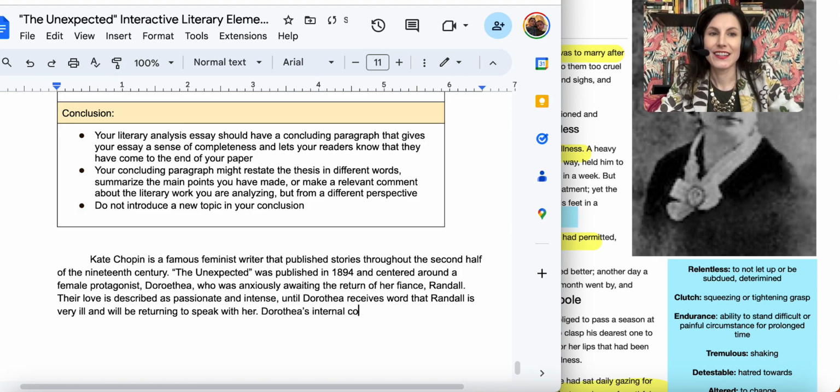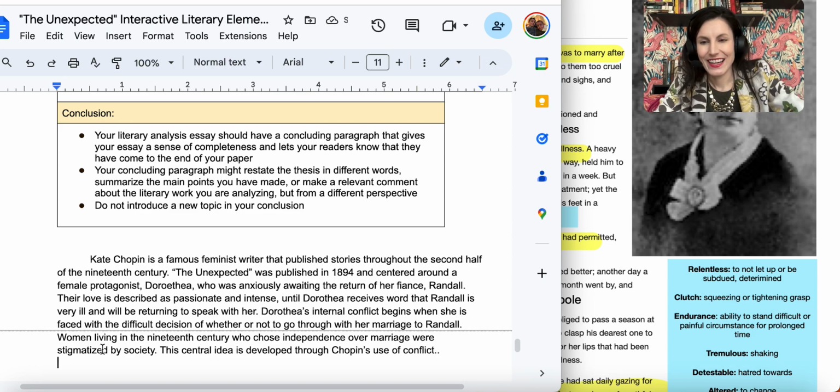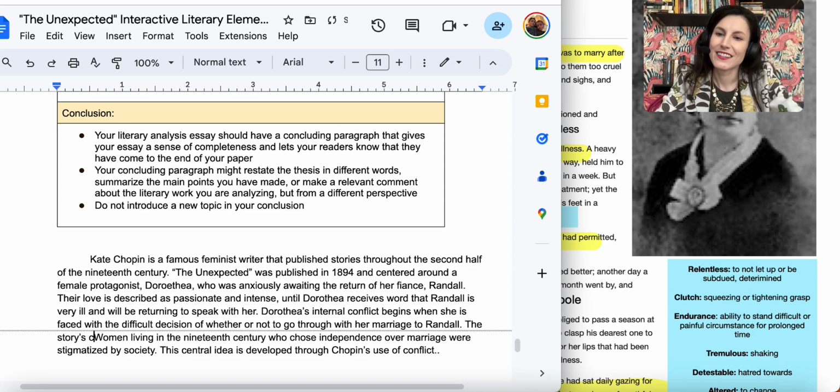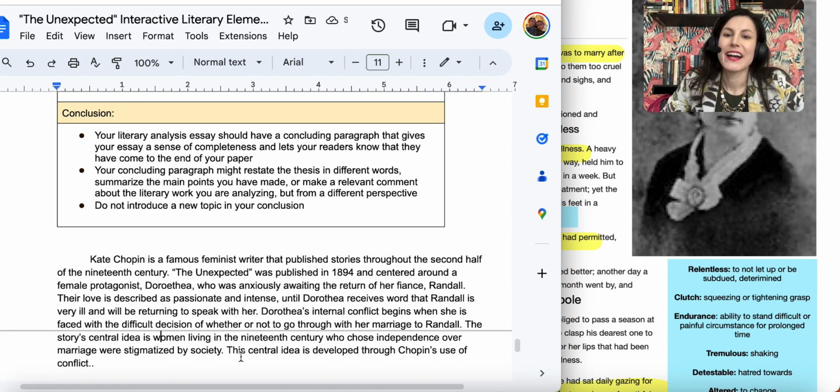Dorothea's internal conflict begins when she is faced with the difficult decision of whether or not to go through with her marriage to Randall. Then I'm going to put my thesis here. Bam. I might add a little more. Wait, if we said the story's central idea is women living in the 19th century who chose independence over marriage were stigmatized by society. And then I can take this out because that previous sentence says something about her internal conflict.